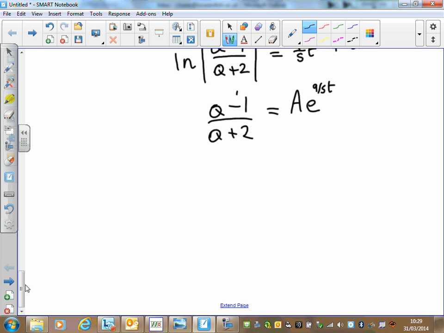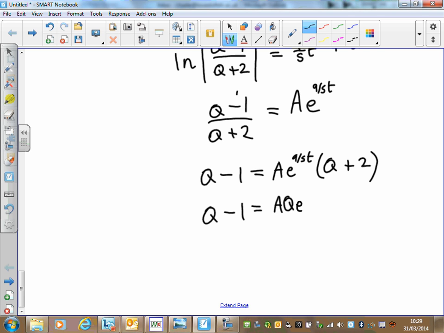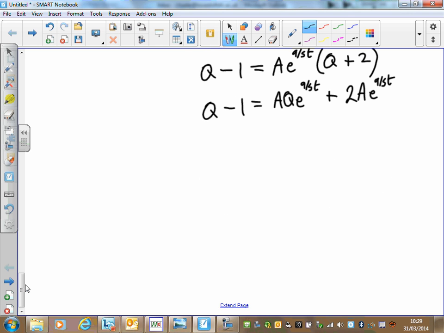But we still haven't rearranged it for q. This is the worst case scenario. We're going to have to multiply by q plus 2. So we get a e to the 9/5 t multiplied by q plus 2. Multiplying out these brackets, we get q minus 1 is equal to a q e to the 9/5 t plus 2a e to the 9/5 t.